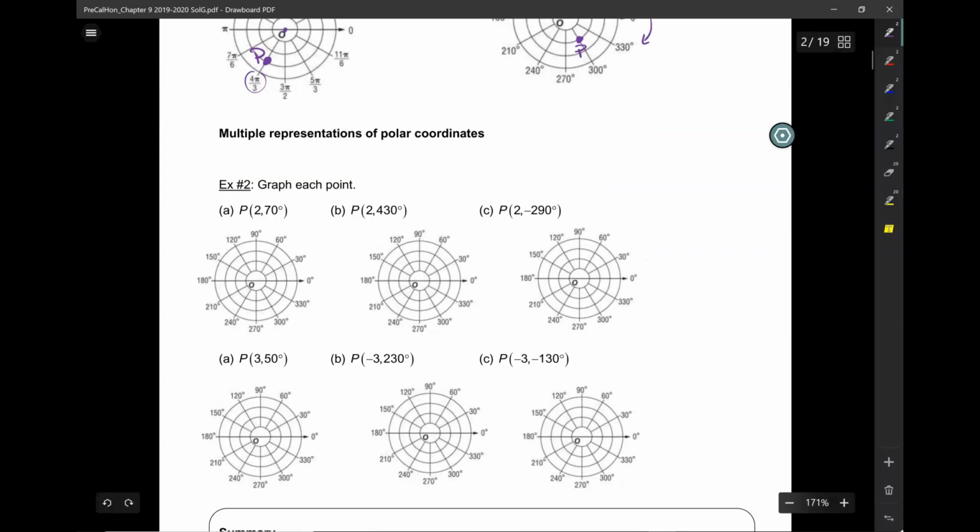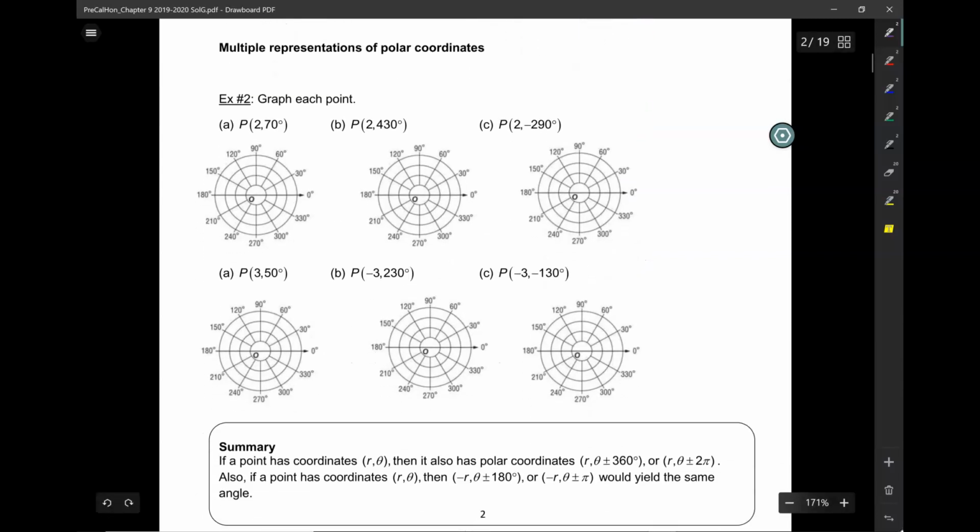Okay. Now, you can have multiple representations of polar coordinates. So let's do the first one, 2, 70. Again, I like to do 70 first. So 70 is somewhere past the 60, and then I'm going to go 2 units out. Do you guys agree with me that that would be where P is? Yeah. Okay.